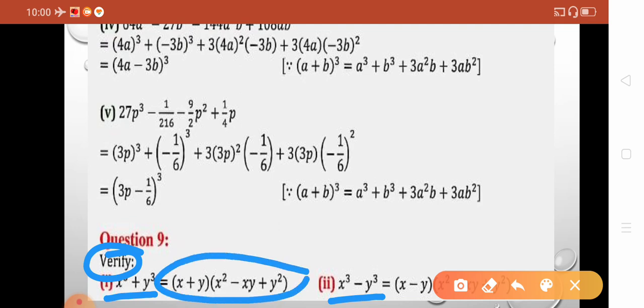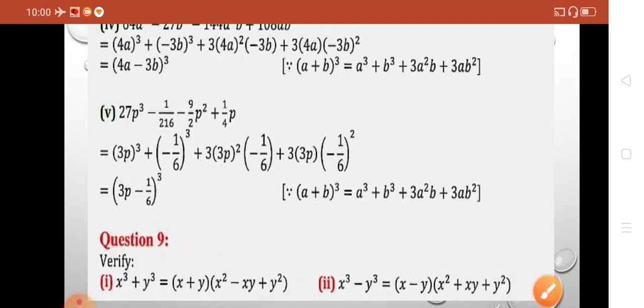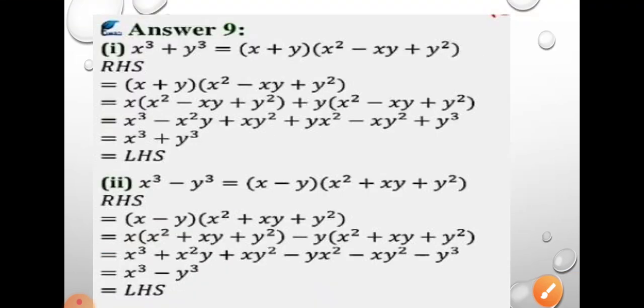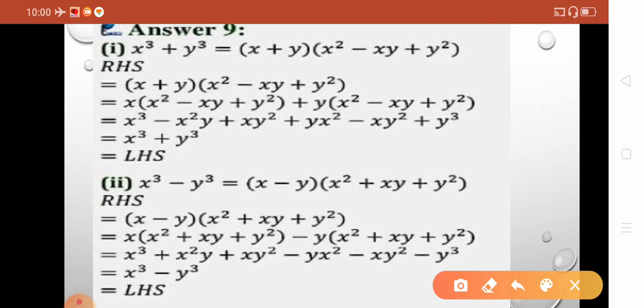We will take the right hand side, multiply, and then we will get the left hand side. So we will solve the right hand side and we will get our left hand side. That means our right hand side is equal to our left hand side. Here we have the right hand side equal to (x plus y)(x square minus xy plus y square).